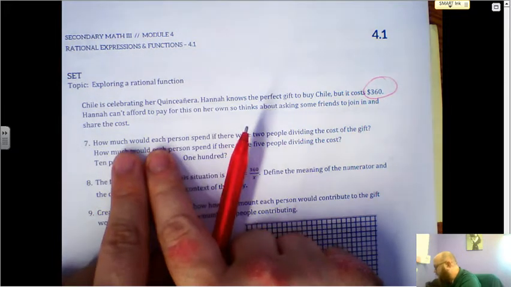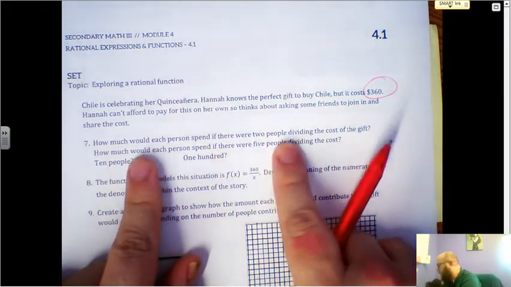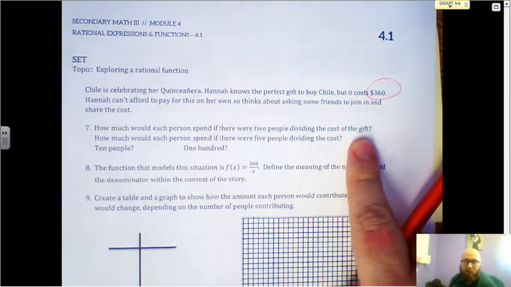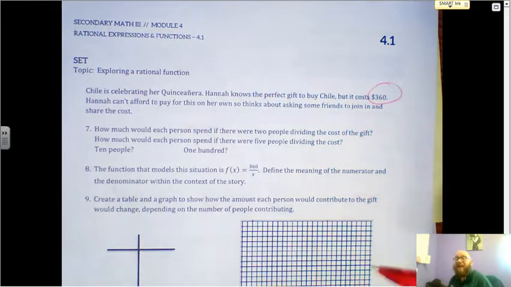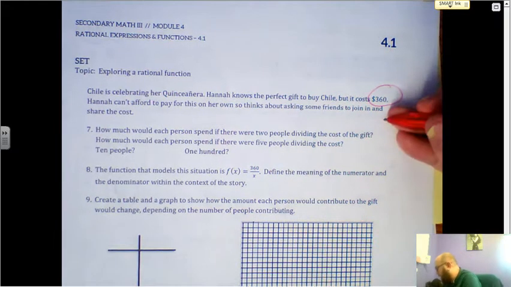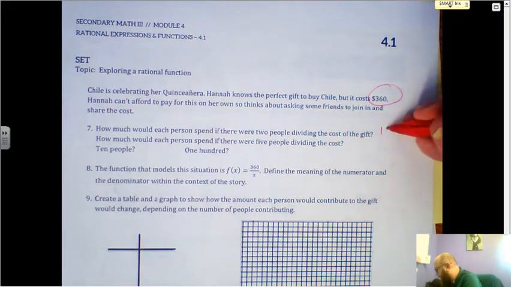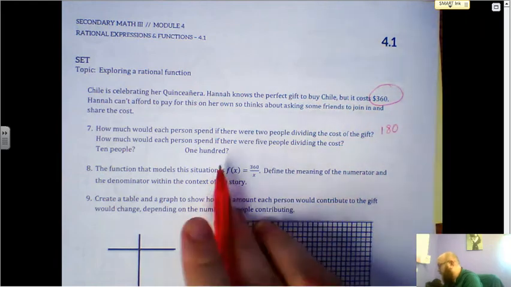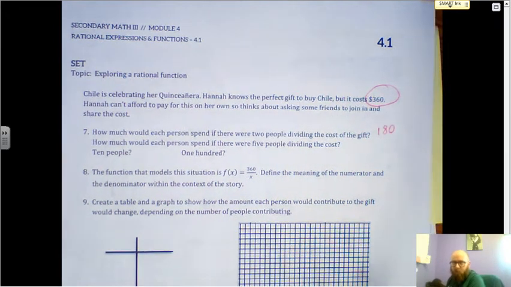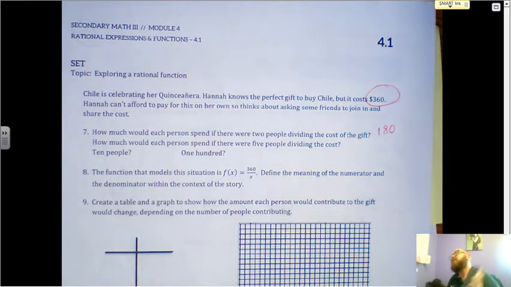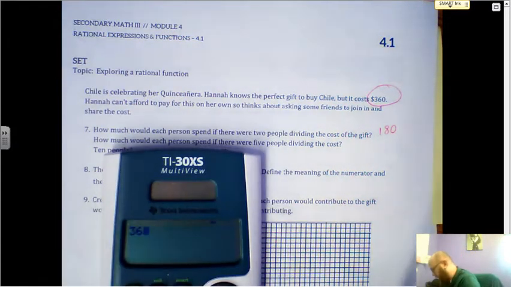How much would each person spend if there were 2 people dividing the cost of the gift? If you and I were buying the gift for her, we would each have to pay half of $360, or $180 apiece. If there were 5 people, what would that be? Well, that would be 360 divided by 5, which would be $72. Here, I'm cheating, I'm using a calculator. 360 divided by 5, yeah, 72. Look at me knowing what I'm doing.